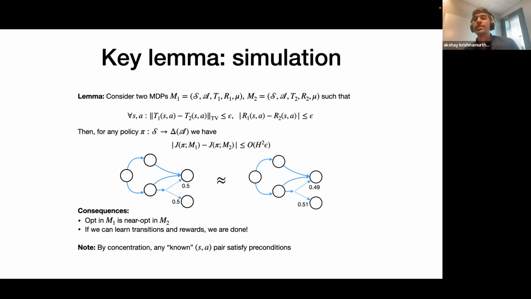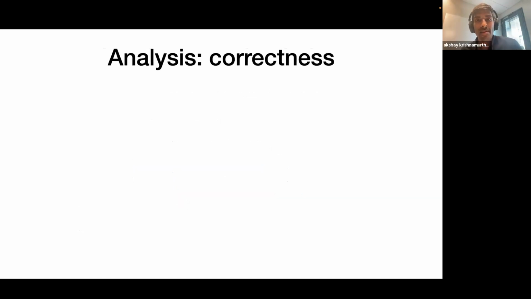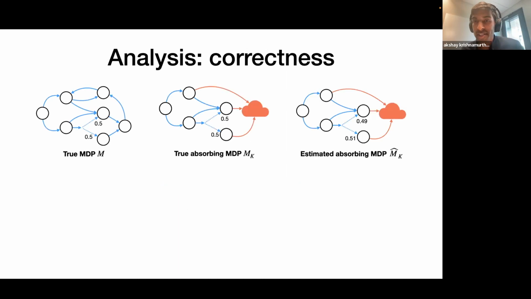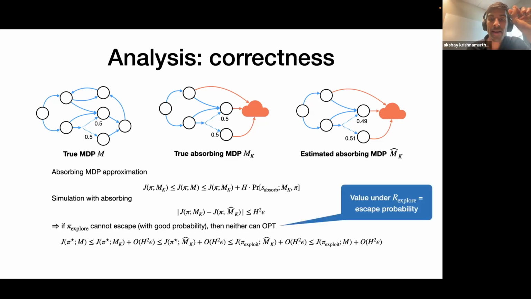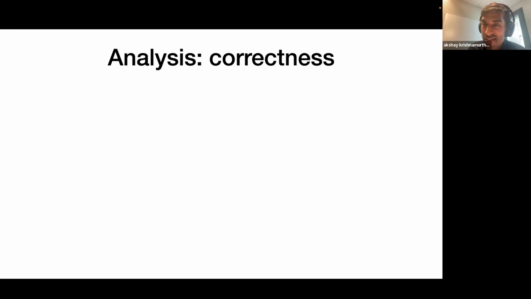Okay, so to analyze this algorithm, you have to do something like a fancier simulation that involves 3 MDPs. One is the true one, one is the estimated absorbing MDP, and one is the true absorbing MDP. And I guess I probably don't have time to do this. But once you set up these 3 things, you'll come up with some fancier simulation lemma like the one I'm showing here. And you'll be able to show, okay, let's just move on. This is too much. So there's some argument to establish correctness.